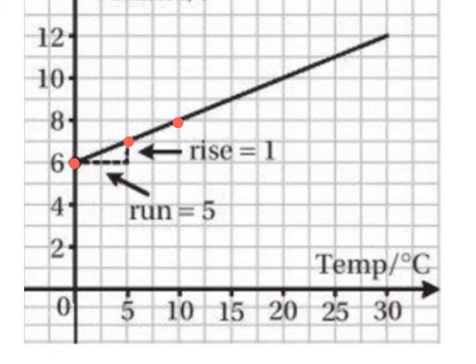And we can go again. 5 across and 1 up, and plot another point. And 5 across and 1 up, plot another point. And then what you could do is just join your points together, and they form a straight line or linear graph. So we have a run of 5 and a rise of 1.